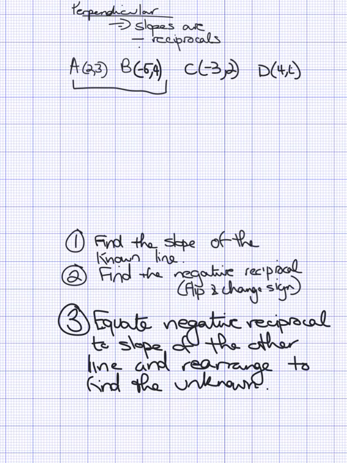Alrighty, we've got these steps here, so please just pause the video for a second and copy them down. We need to find the slope of the known line. So we've got AB here, and we know those 2 points. We've got the coordinates of those 2 points, so we can find the slope of that. Then we can find the negative reciprocal of that slope by flipping it and changing the sign. Then we can equate that negative reciprocal to the slope of the other line, so that's going to be this line over here, and rearrange in order to find the unknown. So let's actually write that down.